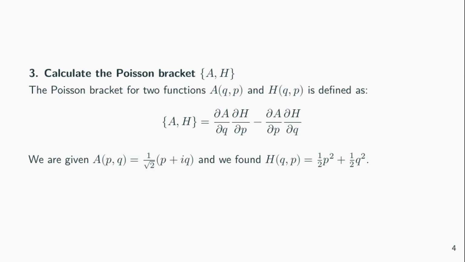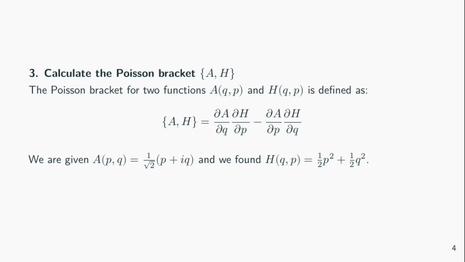Okay, we have our function A and our Hamiltonian H. Now we can calculate the Poisson bracket between them. The general definition of the Poisson bracket for two functions, A and H, both depending on q and P, is given by curly braces A comma H curly braces equals the partial derivative of A with respect to q times the partial derivative of H with respect to P, minus the partial derivative of A with respect to P times the partial derivative of H with respect to q. We are given A as 1 over the square root of 2 times the quantity P plus iota q. And we just found H as 1/2 P squared plus 1/2 q squared.